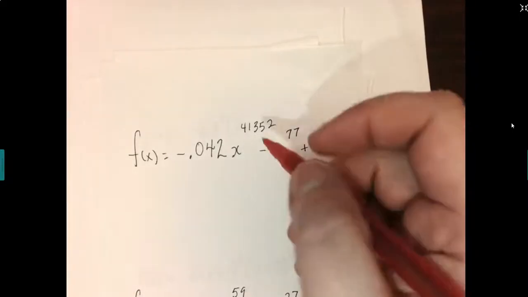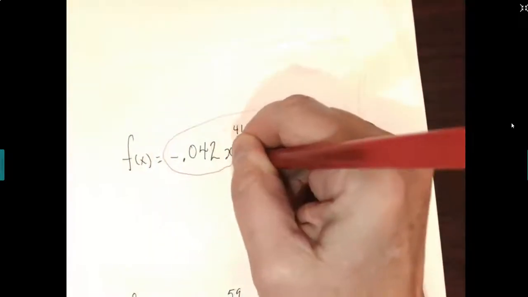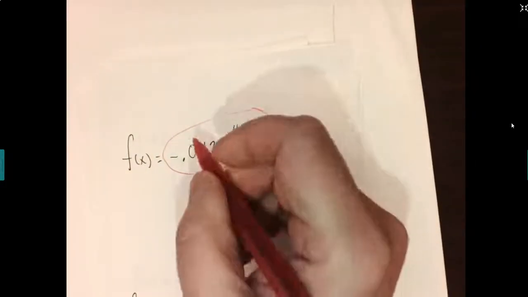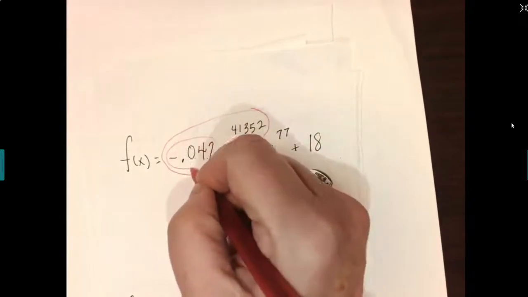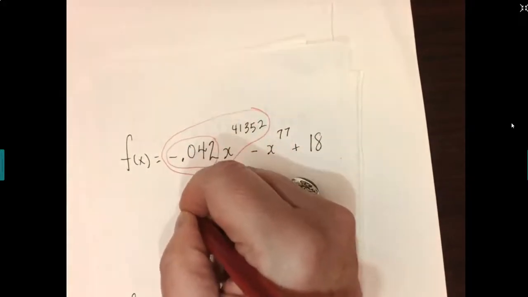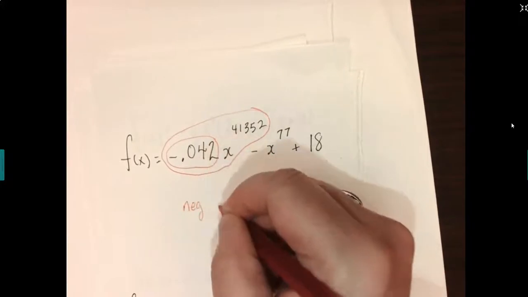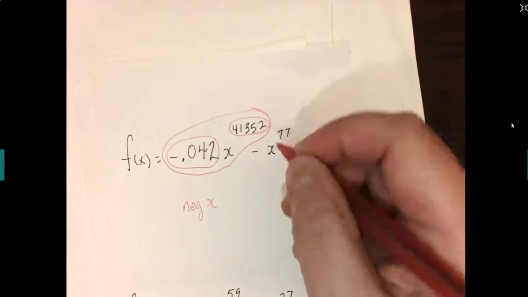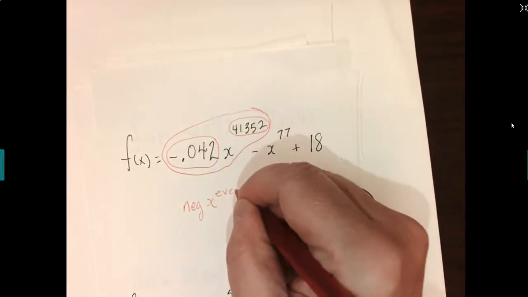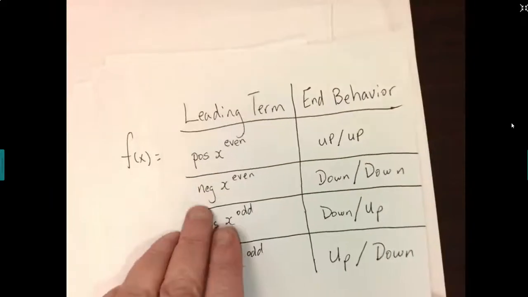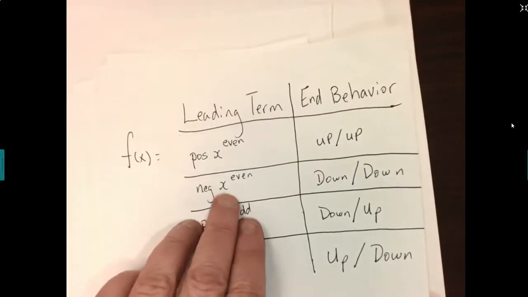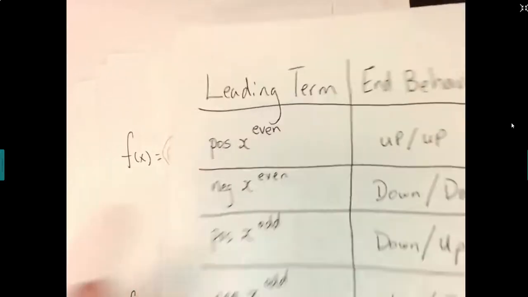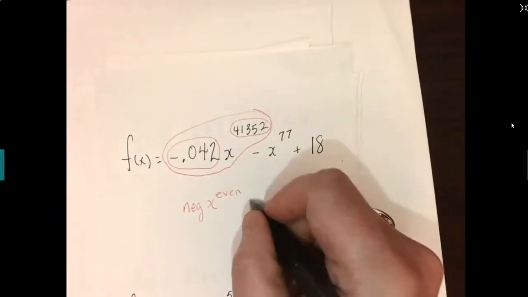Okay, so for this one, we can see clearly what the leading term is. And so my coefficient out the front is a negative number, and then times x to an even power. And so from our chart here, if your leading term is a negative number times x to an even power, your end behavior is going to be down, down.